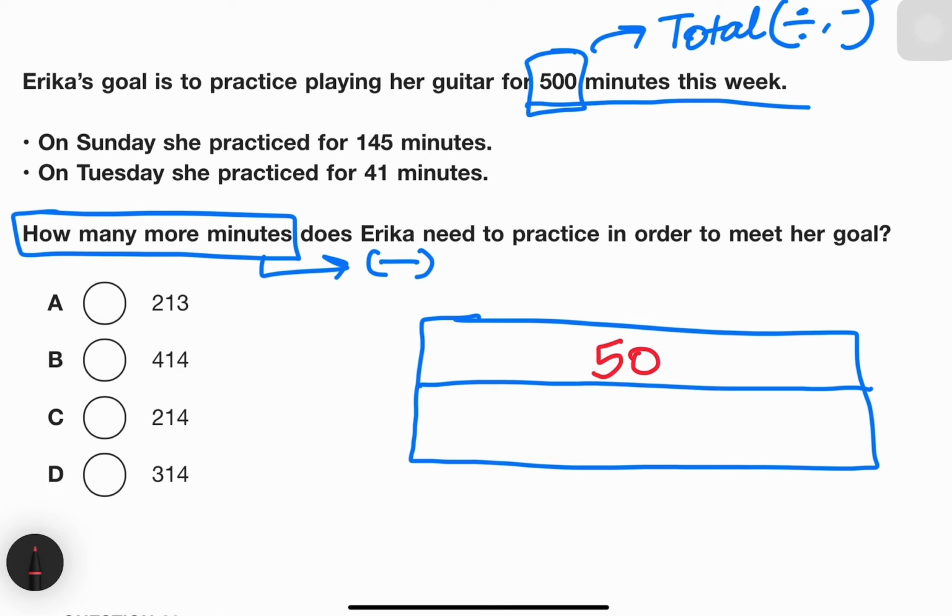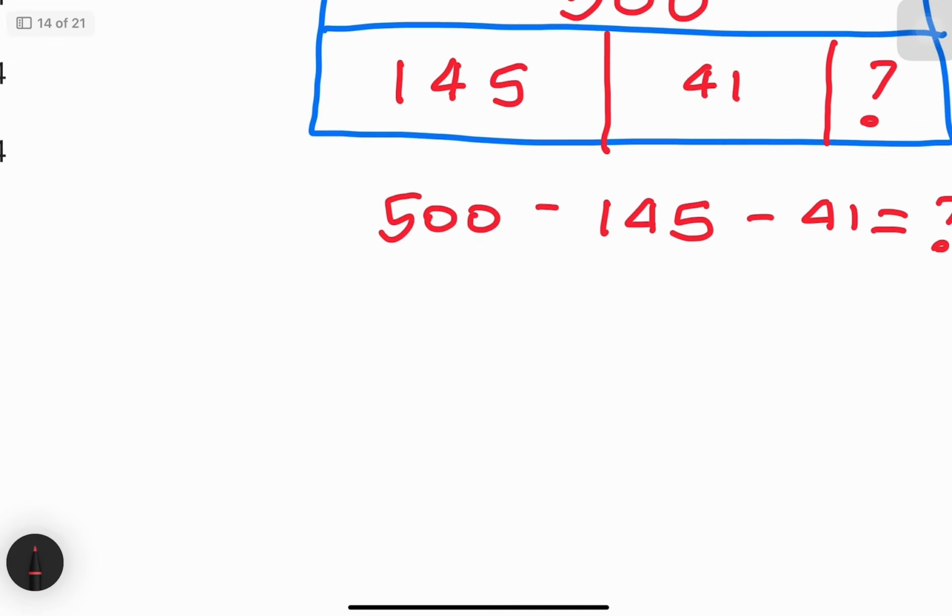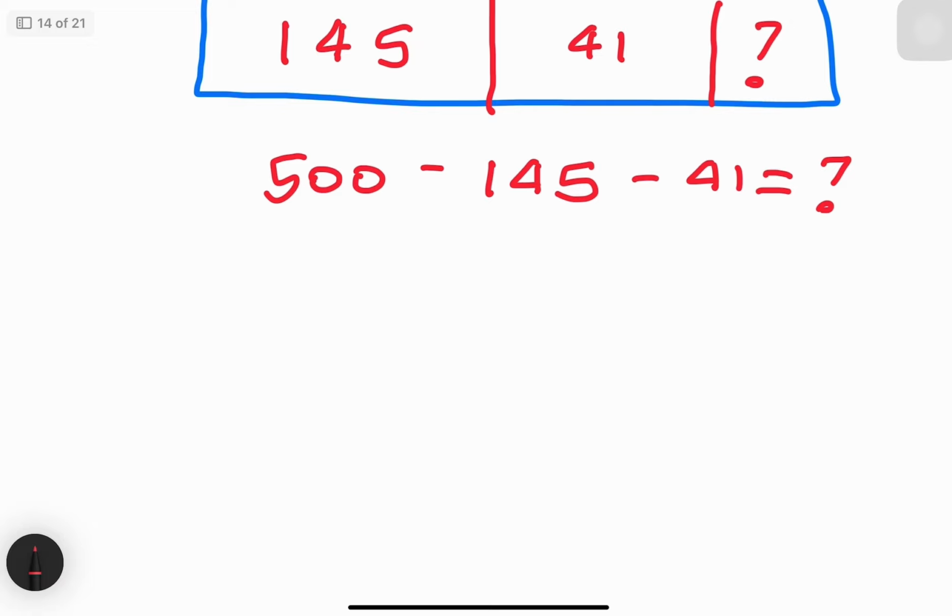So I have 500 minutes, and I have a part for 145, so that will be here. And then I have another part for 41, and then I'm missing a third part to get to my total of 500. So now all you have to do is subtract. So I'm going to set this up as an equation: 500 minus 145 minus 41 will give me my missing part. All right, so now let's set this up the way I know how to subtract.